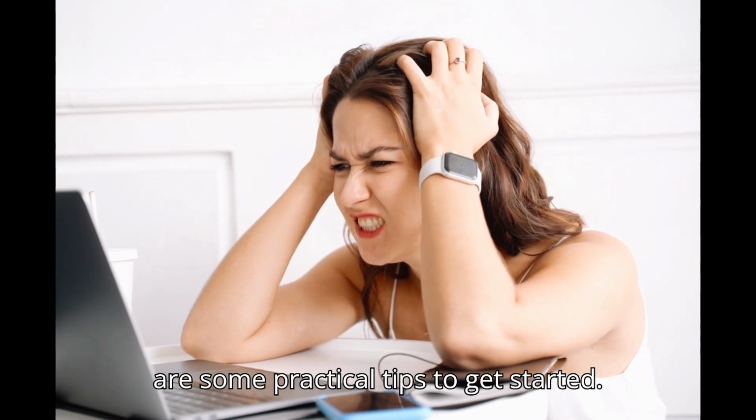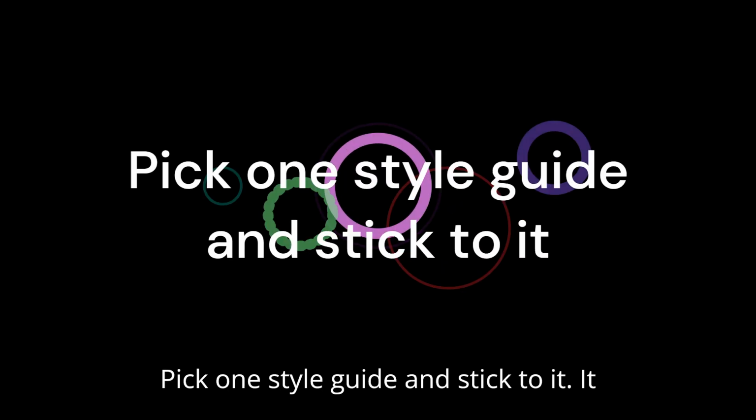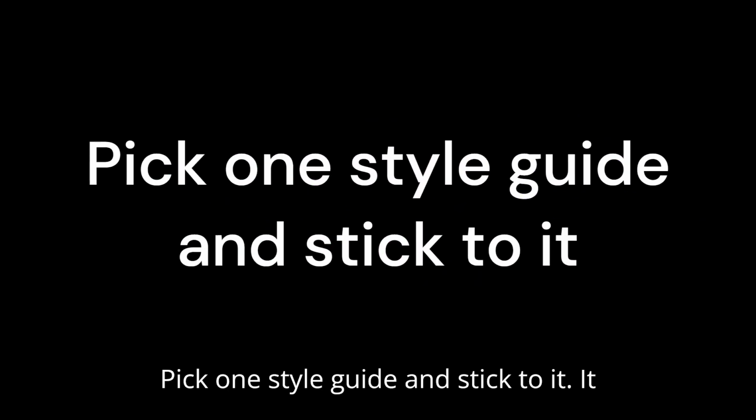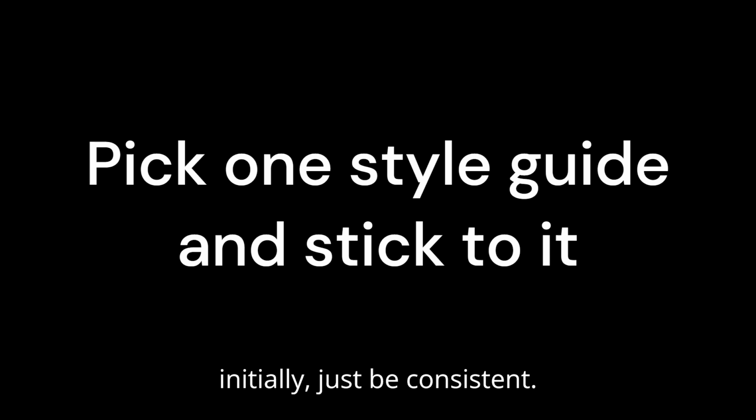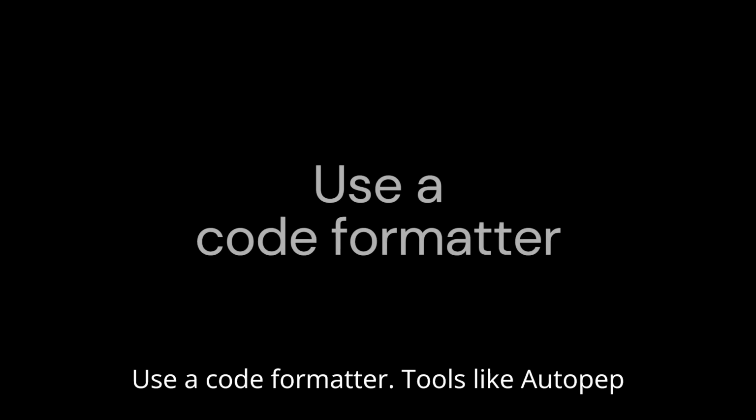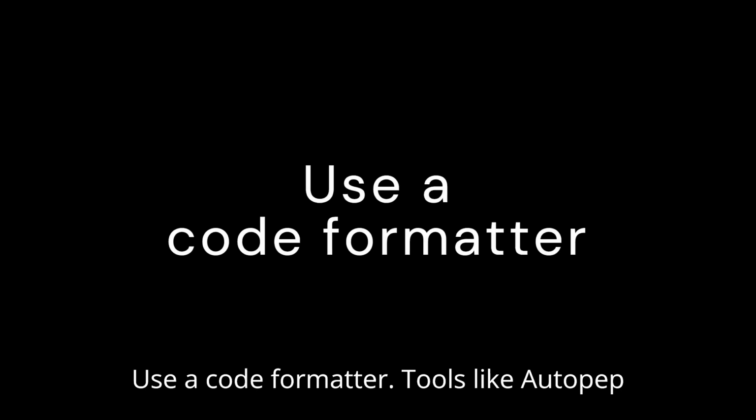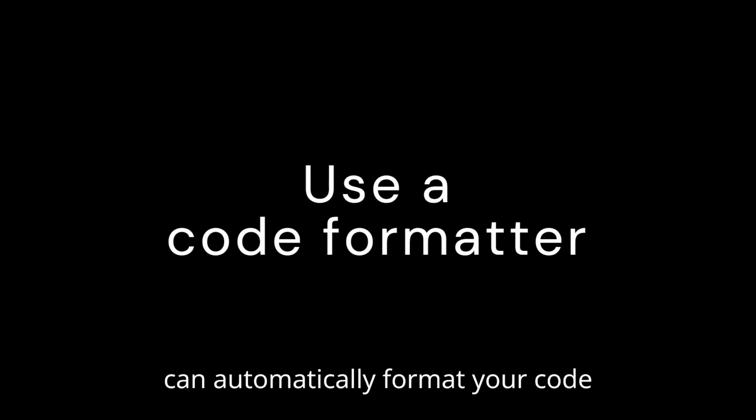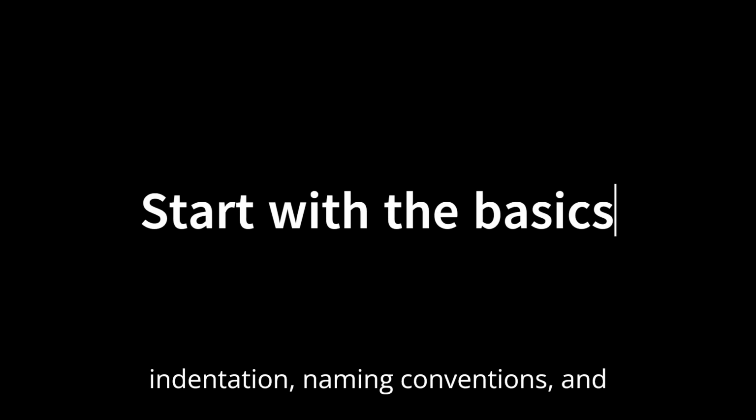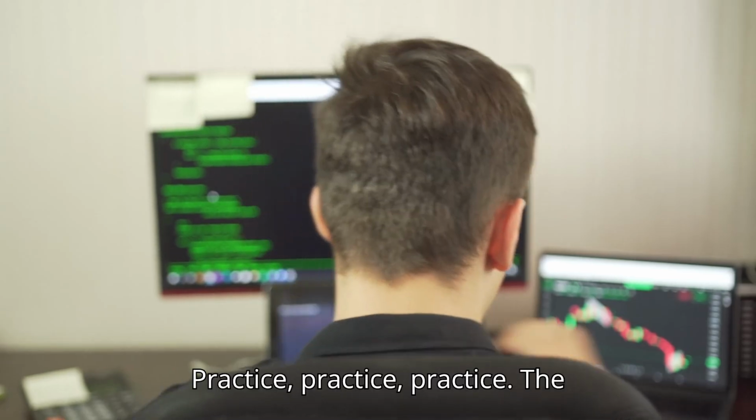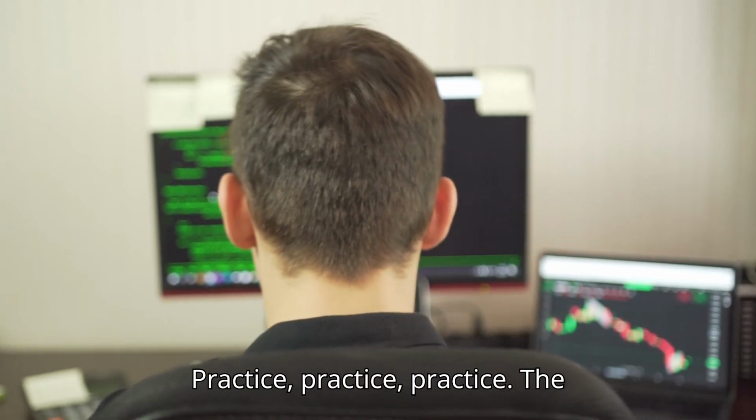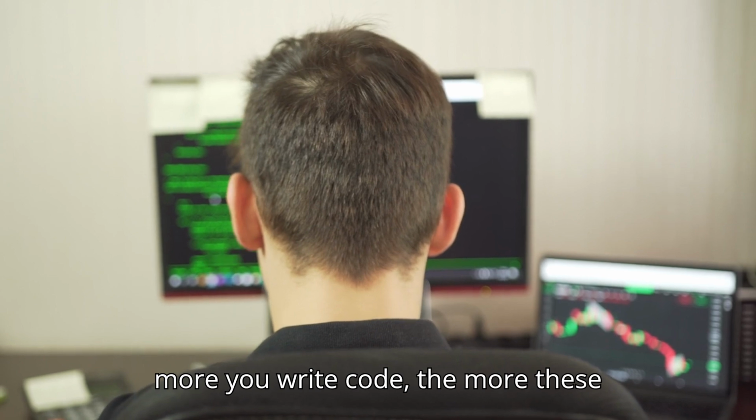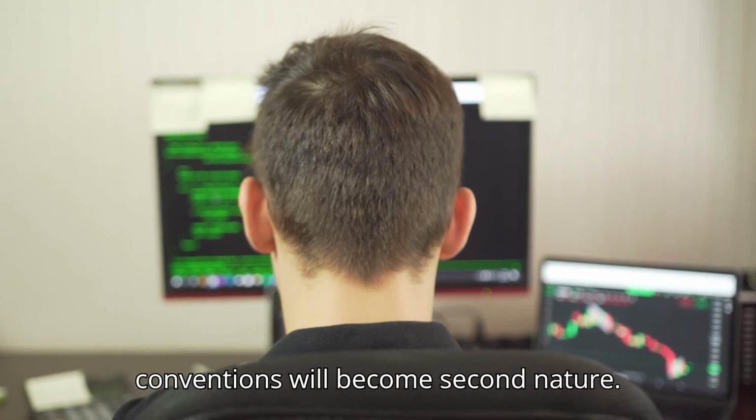Here are some practical tips to get started. Pick one style guide and stick to it. It doesn't matter which one you choose initially, just be consistent. Use a code formatter. Tools like AutoPep8 for Python or Prettier for JavaScript can automatically format your code according to a style guide. Start with the basics. Focus on indentation, naming conventions, and writing clear comments. Practice, practice, practice. The more you write code, the more these conventions will become second nature.